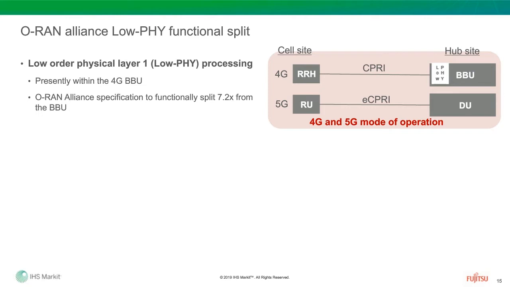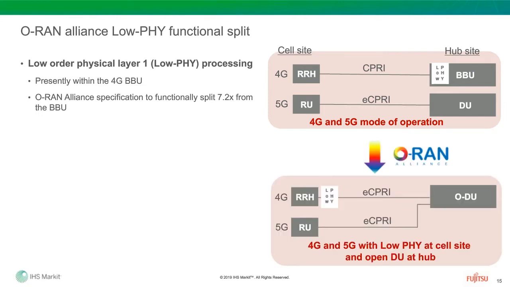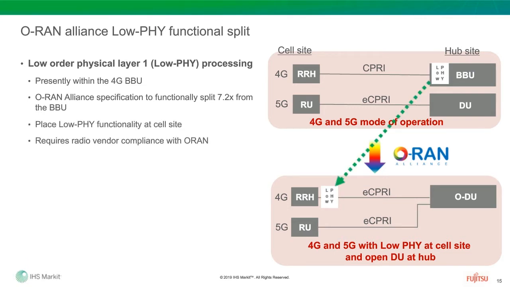And in moving this processing function from the hub location to the cell site, the protocol is eCPRI, which is an Ethernet form of CPRI that is much more efficient. Applying this concept to the 4G network at the cell site with Lo-Fi functionality will reduce the CPRI rate over the fronthaul up to 5 times. This means that a CPRI 7, which is a 10 gigabit per second service channel, would be translated to eCPRI operating as low as 2 gigabits per second over the fronthaul span.